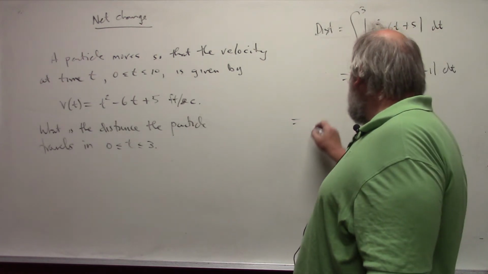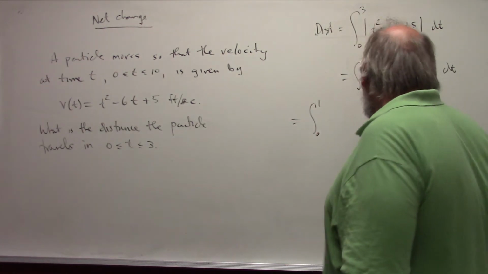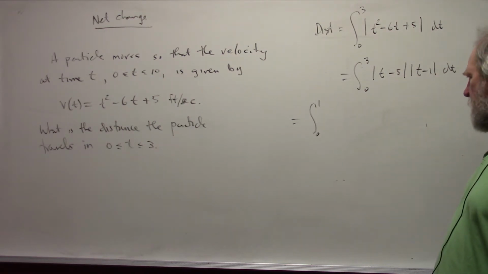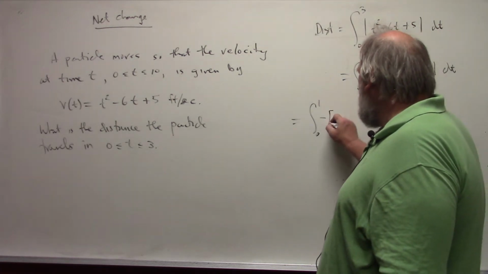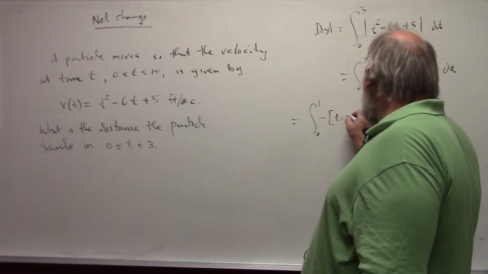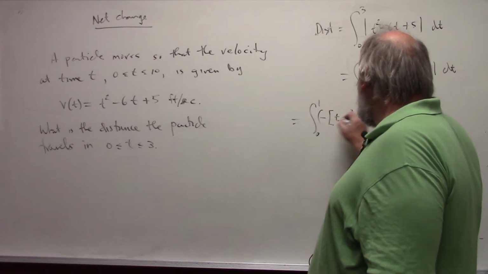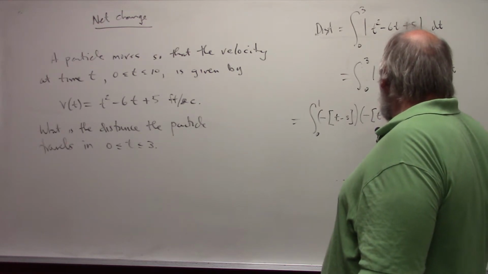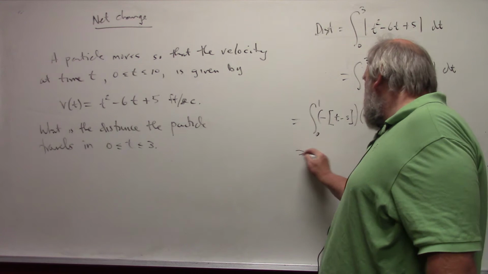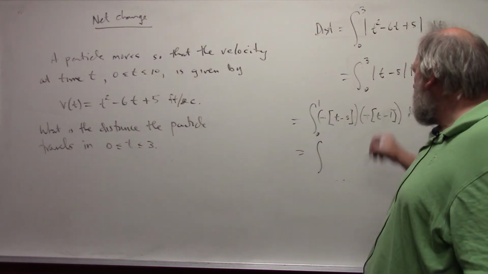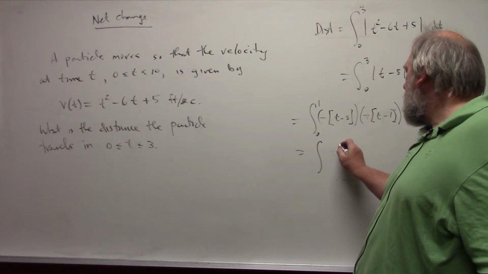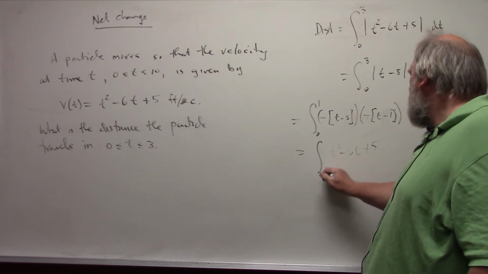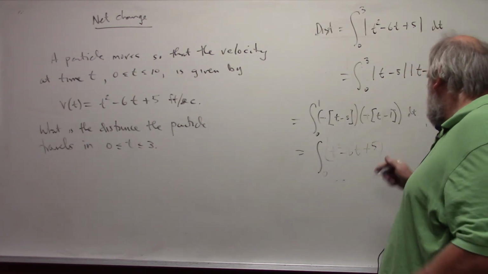And so we have to break this apart. We have the integral from 0 to 1, and in that interval, both of these on the inside are negative. And so in reality, we get the negative of t minus 5 times the negative of t minus 1, which obviously just comes out to be the original because of double negatives. And so I end up with t squared minus 6t plus 5 in this piece. I need to change a marker.